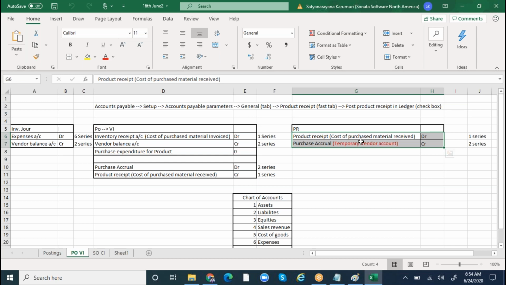This is not inventory accounts. At the time of product receipt, instead of the vendor invoice, we are posting to temporary accounts. That temporary accounts I clearly mentioned here. This temporary accounts concept will not be there for inventory journals.